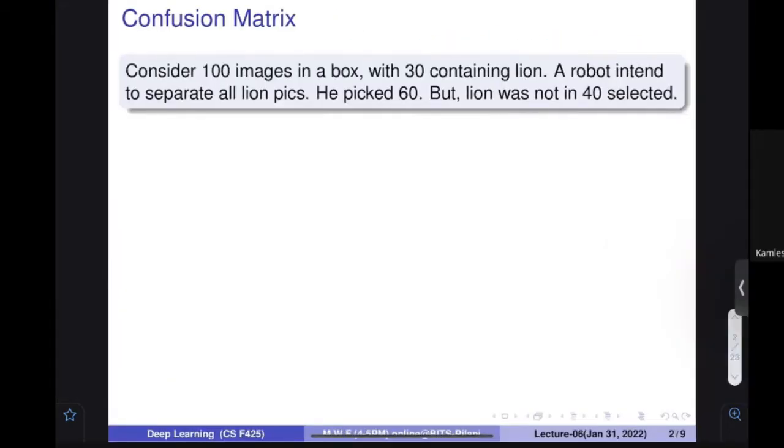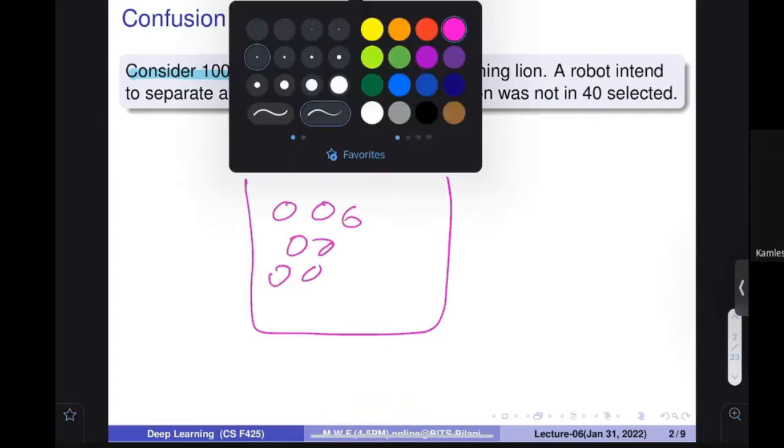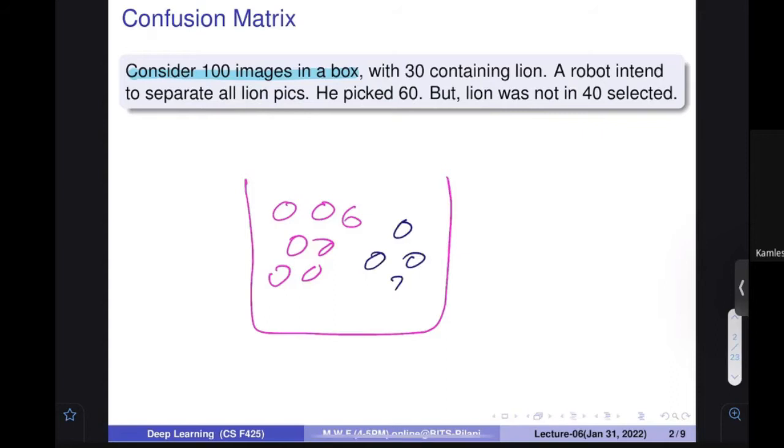So let us start this discussion by bringing in front of you a small problem, and this problem is very simple. Let us read along. Let us consider 100 images in a box. Let's assume that there is a box, and there are 100 images there. The condition is that 30 of them contain a lion. So there are 30 images where there is a lion, and 70 images where there is no lion.